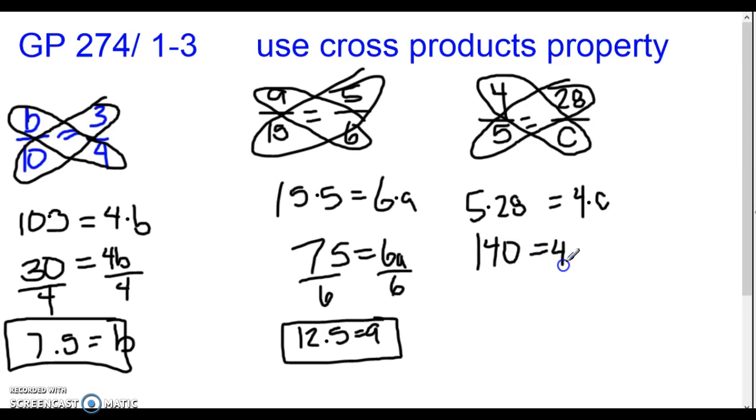And then since c is being multiplied by 4, I need to divide. I cross multiplied here. Now I'm dividing. This will give me c on this side, and then 140 divided by 4 equals 35. So 35 equals c.